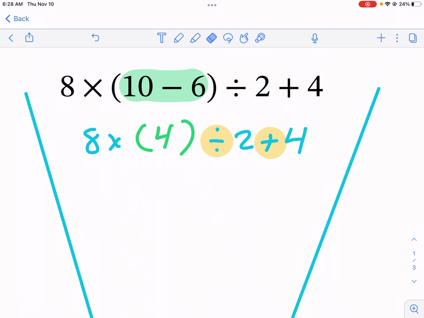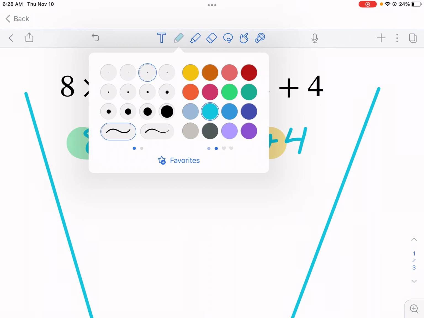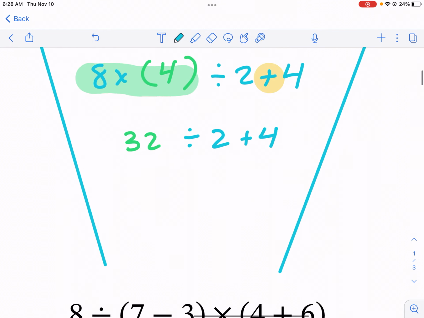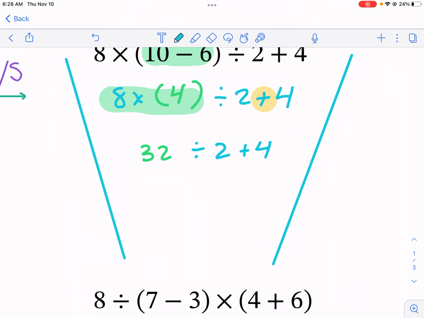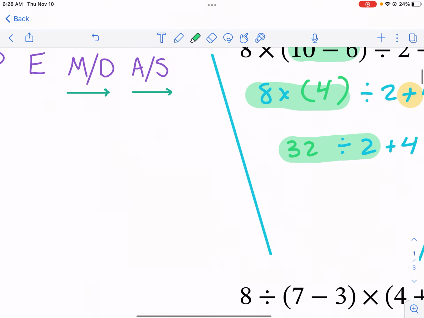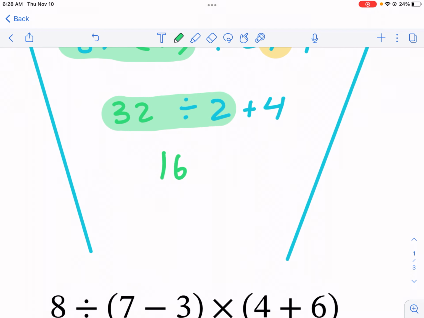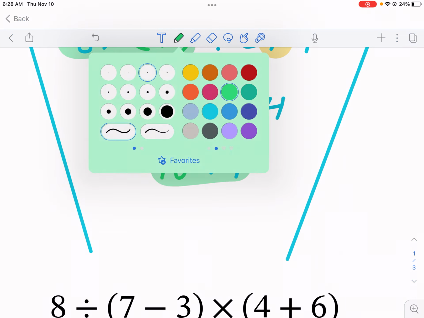First up, I need to do the multiplication. So I'm going to highlight my multiplication that I'm going to do. That's 8 times 4. So I'm going to rewrite that so I get 32. And then I'm just going to rewrite everything else that I already have here. I know it's annoying, but it's a great process that really makes sure that you don't make mistakes. So now I have 32 divided by 2 plus 4. I'm going to do the division. Division still comes before addition and subtraction, so I need to do the division next. 32 divided by 2, since it's an even number, 32 is, I know I can divide it by 2 evenly, and I get 16. And now I just need to add 4 to that. That's my last step. And I get 20 for my answer.